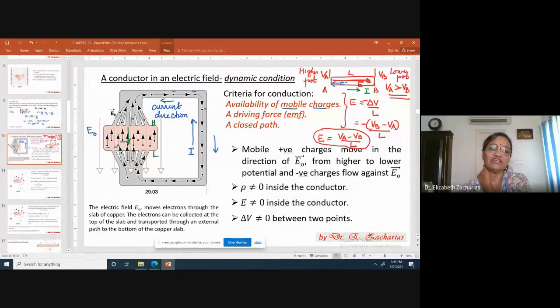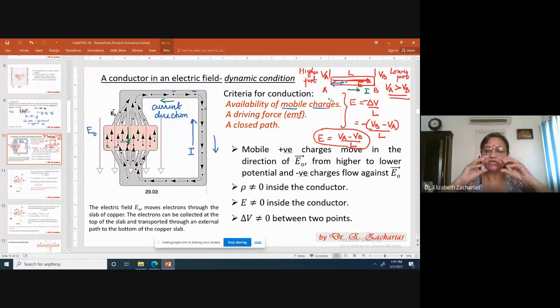Whereas electrons will go from the low potential to the higher potential. Electrons will go from the lower potential to higher potential. And so as a result, here you are coming across a situation which is dissimilar to what you have seen in the previous class.